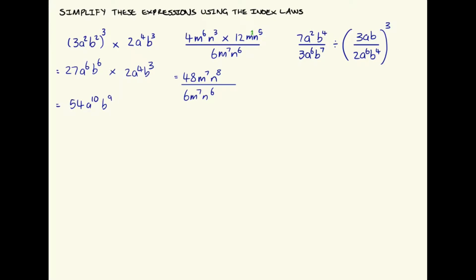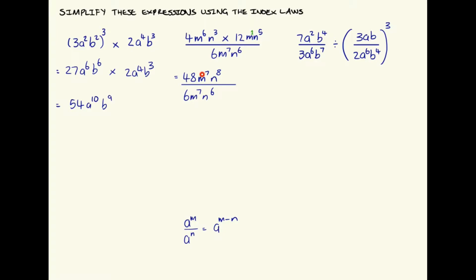What you want to go ahead and do now, in most situations here, is use index law number 2, where you're taking away the denominator from the numerator. So I'll just rewrite it. Index law number 2 goes as follows. I'll write it down below. A to the power of m over a to the power of n equals a to the power of m minus n.